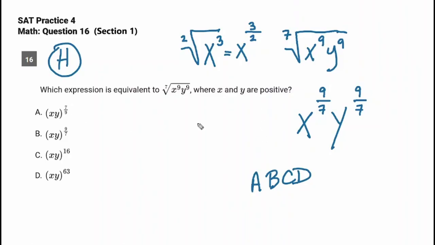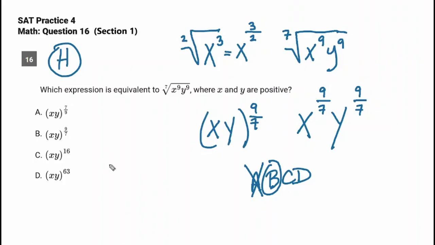A, x to the 7 over 9. No, that's wrong. Why is it wrong? Why did the evil testing service writers put that there? It's in case you just got it flipped and you put the 7 on top instead of on bottom. Okay, B. Hey, look at that, man. You can rewrite this thing as this thing because it's x to the 9 over 7 and y to the 9 over 7. Great. That's cool. That's the answer. You could get that right in 6 seconds and move on.